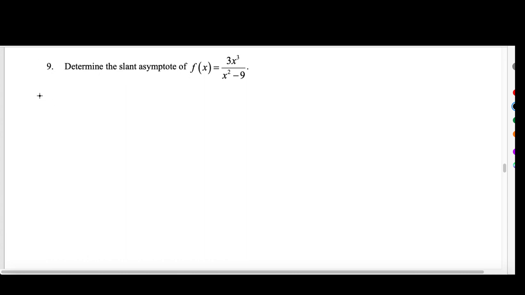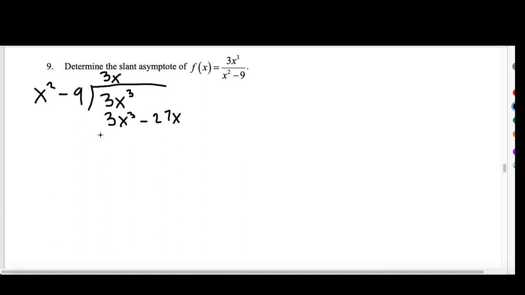So we'll set it up like this. x squared minus 9. Okay, under here I've got 3x cubed. Oops, I should have given myself more room, but we'll make it work. So put a 3x up here, because when I multiply, I want to end up with a 3x cubed minus 27x.